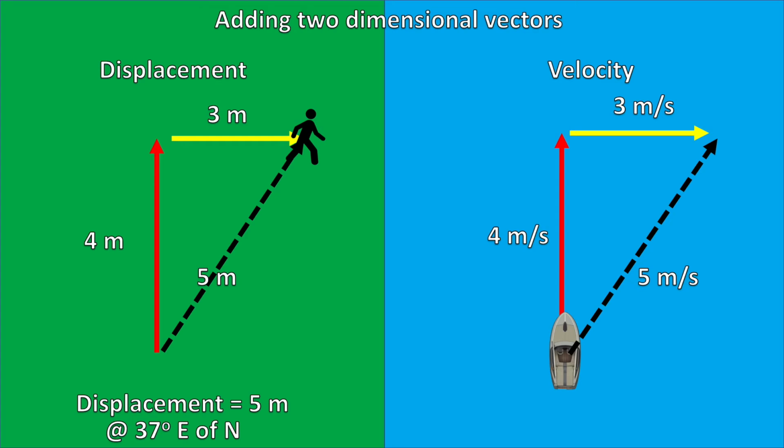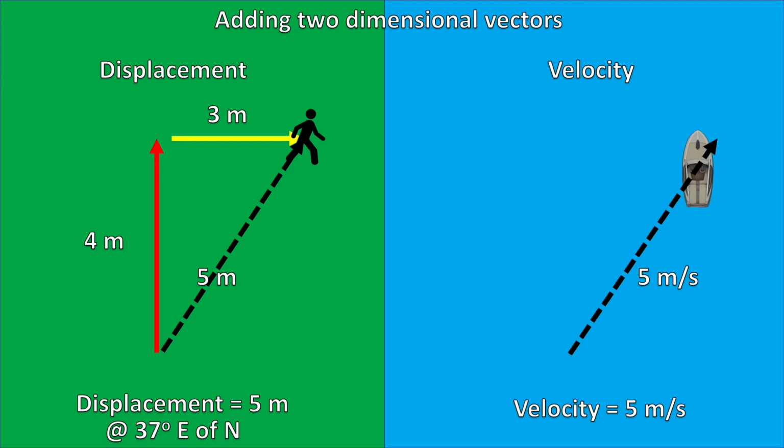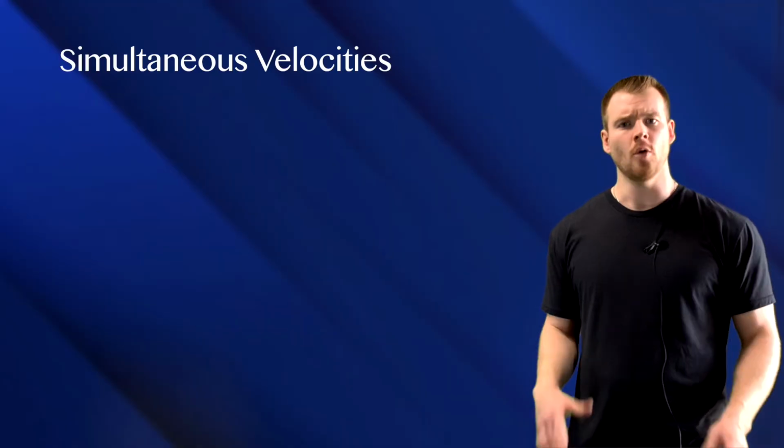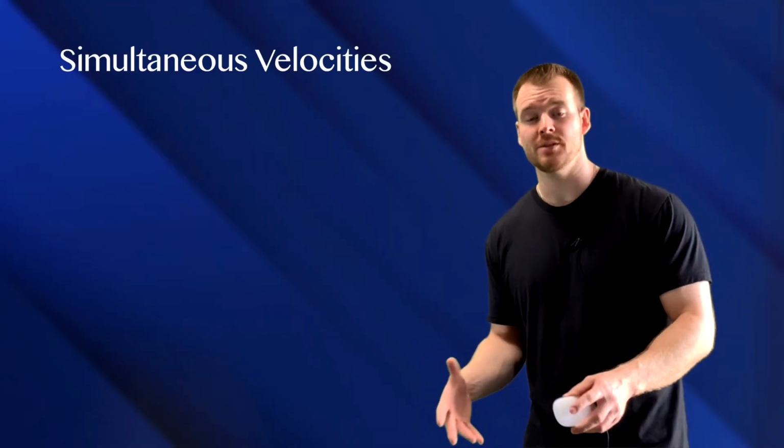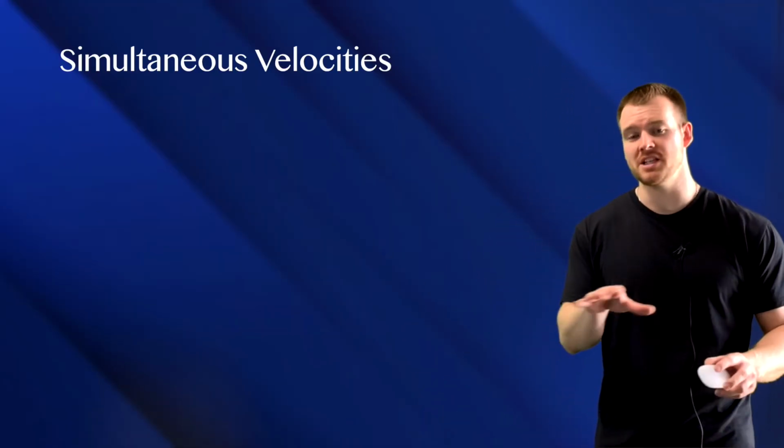They're going to be moving at an angle. So velocity is 5 meters per second, and the boat's going to travel along that black line, not along the red and the yellow. So the boat's motion from someone viewing it from above would look like this. We can describe that as 5 meters per second, again at an angle of 37 degrees east of north. Hopefully those diagrams help show the difference between adding those vectors for displacement and velocity.